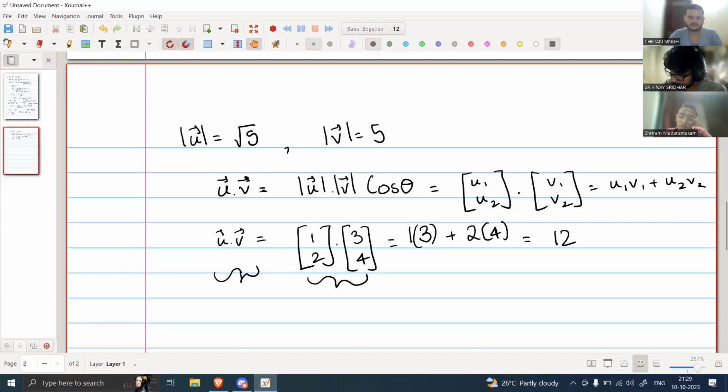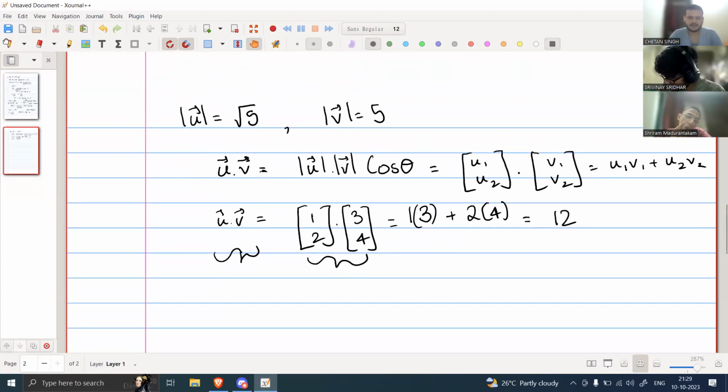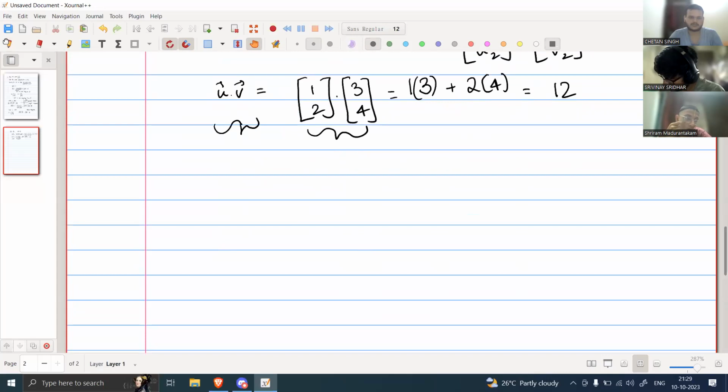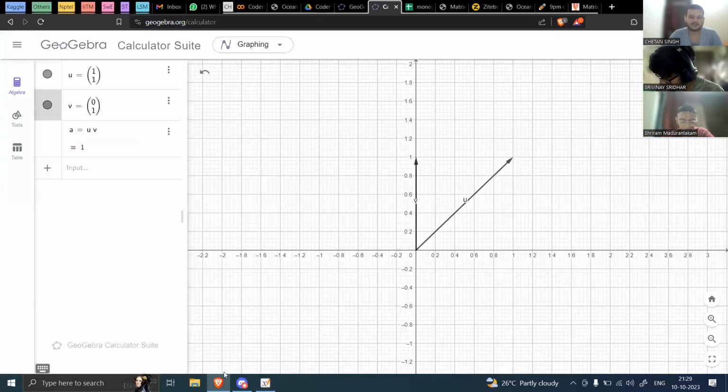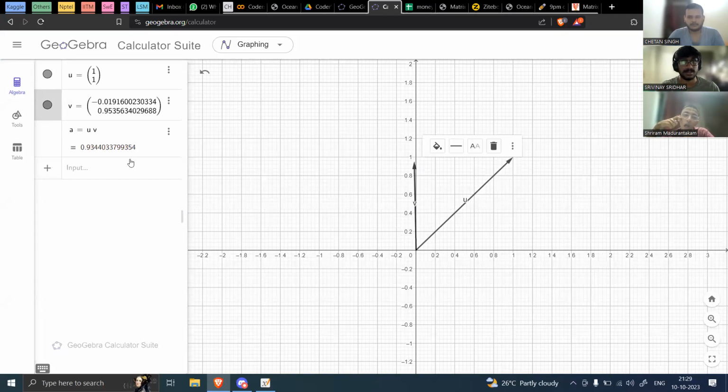Now that we have understood what a dot product is, we can go back to the question. The question was, draw the vector 1 comma 1 and find out those vectors that are perpendicular to this vector. So maybe we can look at the dot product. I've mentioned A is equal to u dot v, right? And currently the dot product is 0.5.